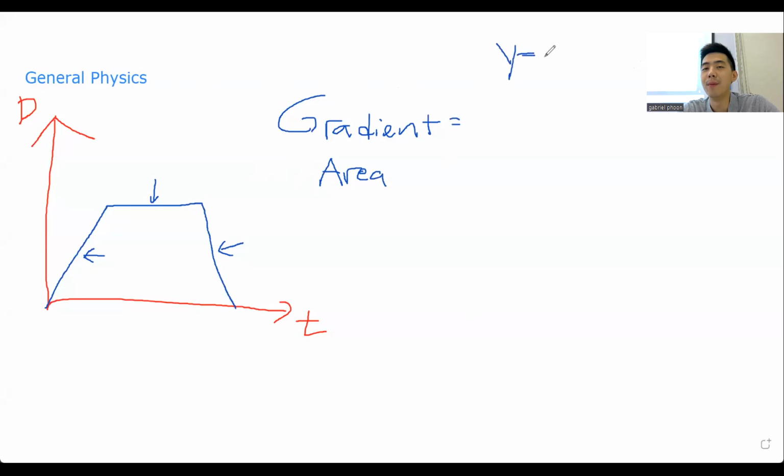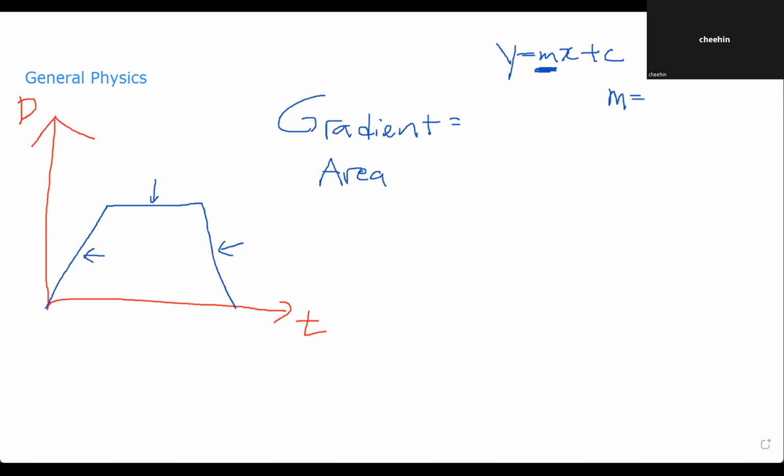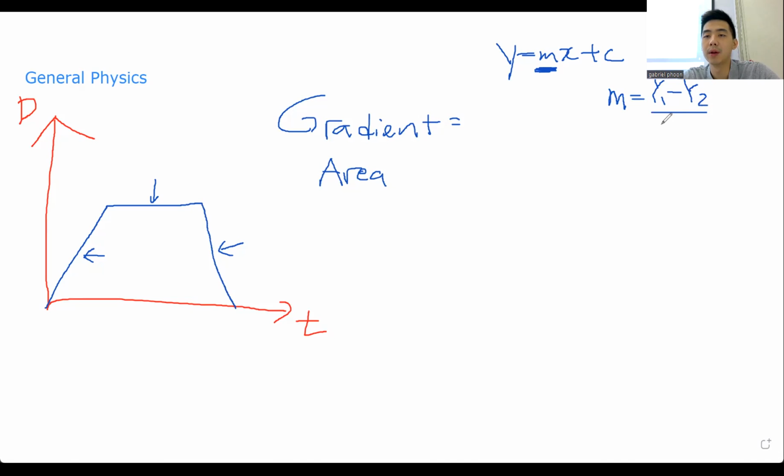No, y equals mx plus c is a straight line equation. The gradient is which one? This one, right? So what's the gradient formula? Do you remember or not? M equals y1 minus y2 divided by x1 minus x2. Excellent answer, Leo. It is y1 minus y2 over x1 minus x2, right?